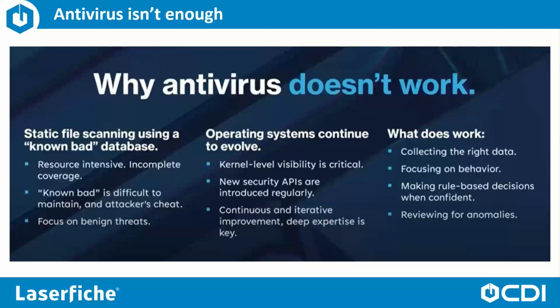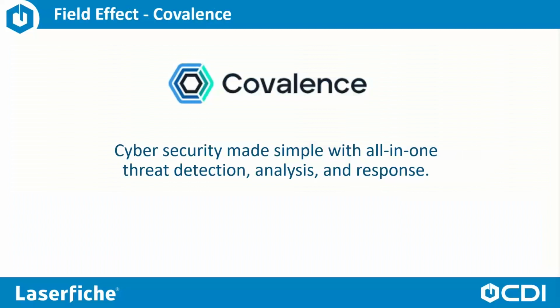Some organizations might be thinking, well, we've got antivirus, we're good. That's not completely accurate. Antivirus is built on known bad database codes, but threat actors and hackers cheat and find ways to pass through those. As operating systems continue to evolve, so do APIs, and it's hard for antivirus to keep up. So what does work is knowing the system, seeing the standard behaviors, and focusing on the anomalies. That's exactly what Covalence does.